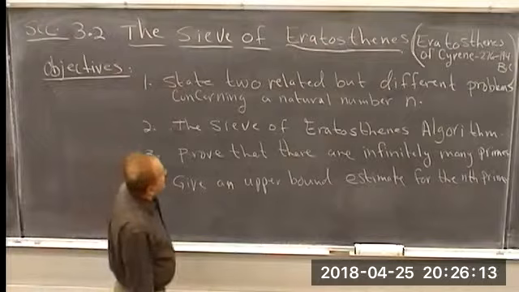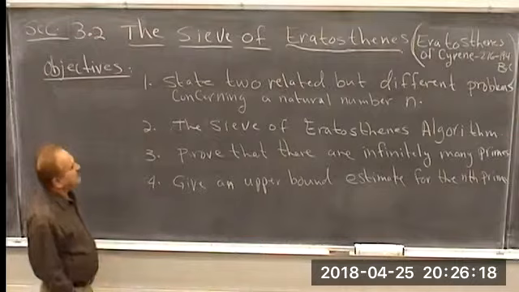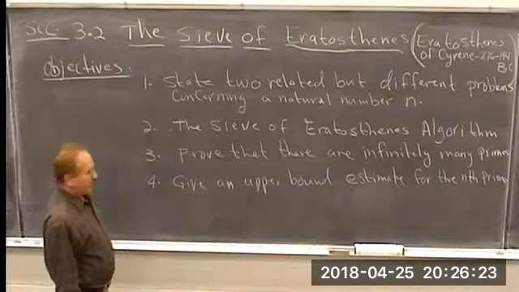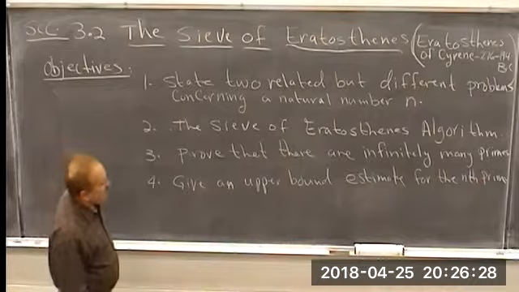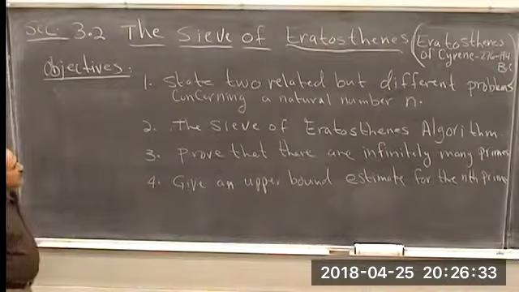This algorithm, or this method, actually determines all the primes less than or equal to a given number. In other words, if you are given n equal to 1,000, then you can find all the primes less than or equal to 1,000 using this sieve method.